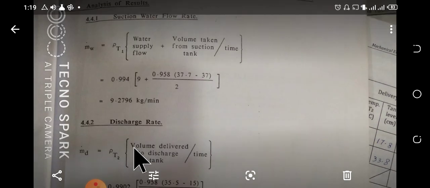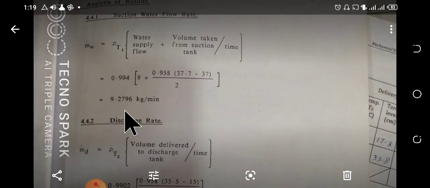Now from these two values, this is the initial value of water incoming from the line and going from tank 1 to tank 2, and this is the tank 2 value.